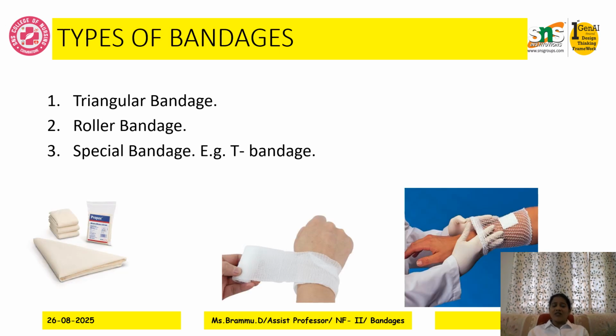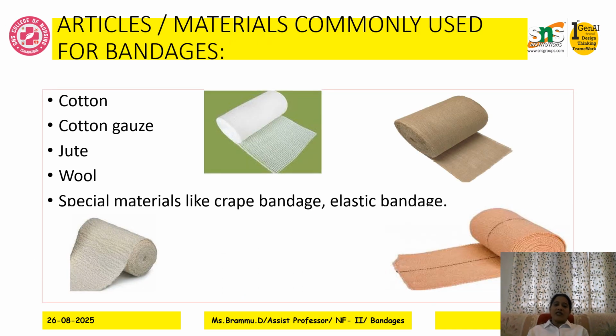So coming to the discussion on types of bandages, the bandages are of three major types. You can divide into triangular bandage, which is in the shape of a triangle, roller bandage, which is in the shape of a roll, and special bandages such as T-bandages, which help a patient in the post-operative period. The articles commonly used for bandages are cotton, jute, or wool materials, or even some sort of elastic bandage, which is your crepe bandage.